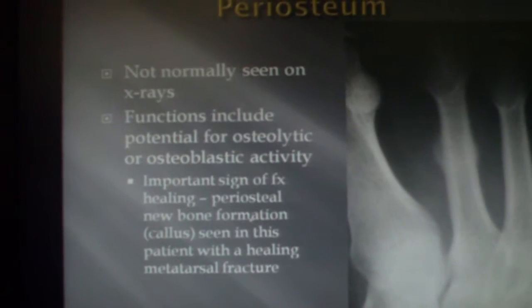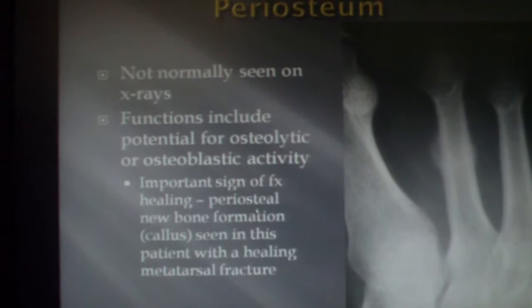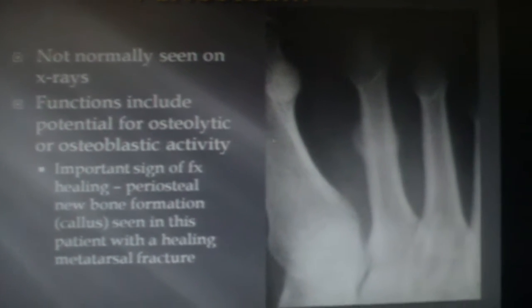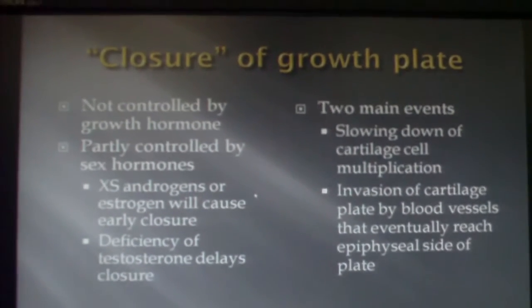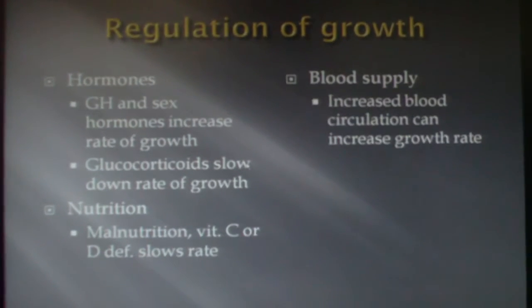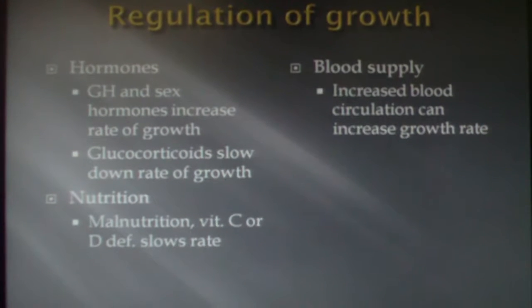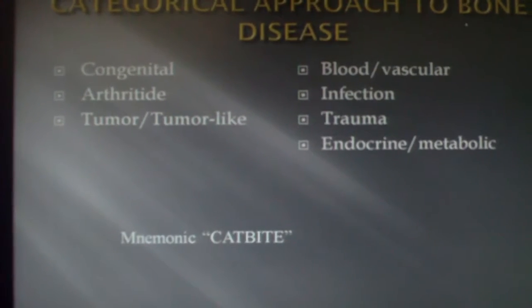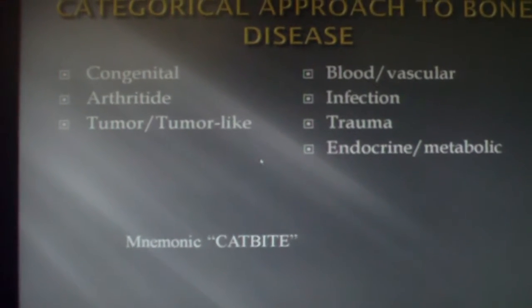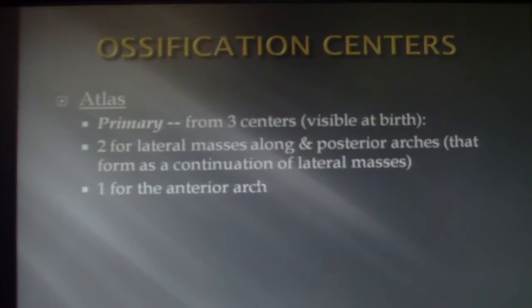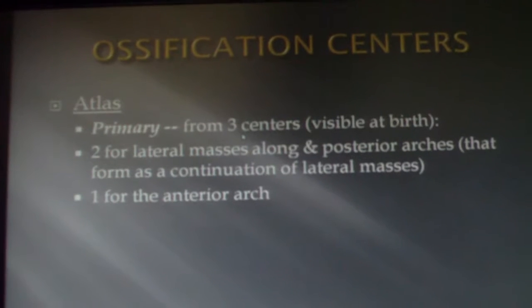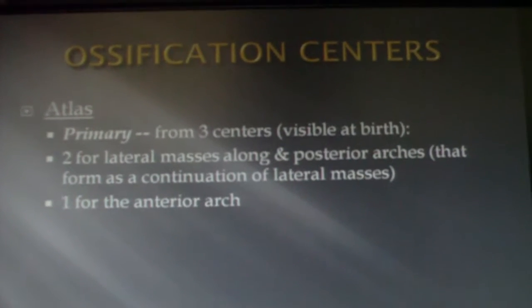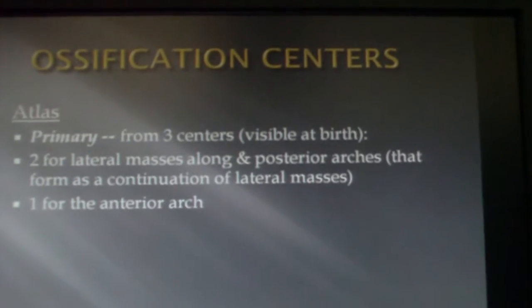We didn't talk about metaphysis, diaphysis, epiphysis all that much in the cervical spine. Really, I don't know where it exists, if it does. We're not worrying about all of this stuff. These are just 7 categories of bone disease, don't worry about that. As far as the growth centers are concerned, remember the primaries are in utero and the secondaries are postpartum.